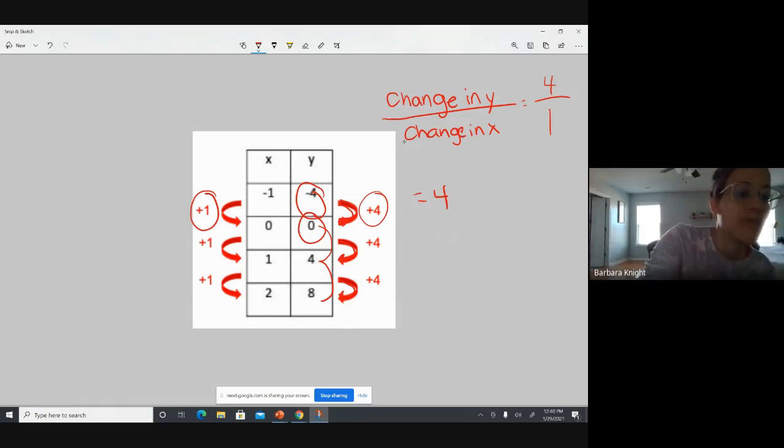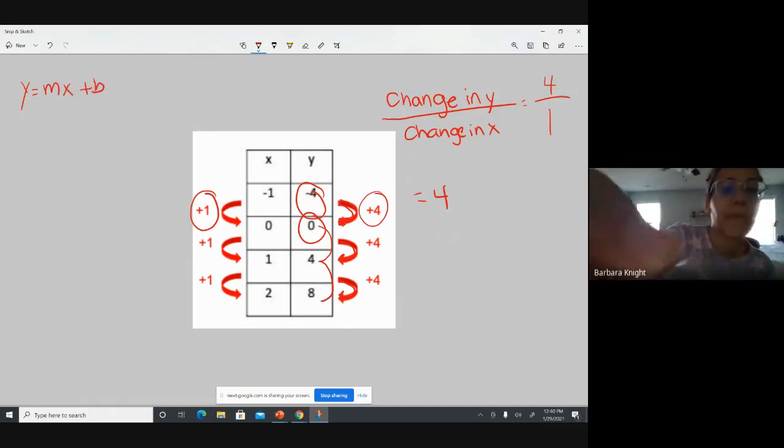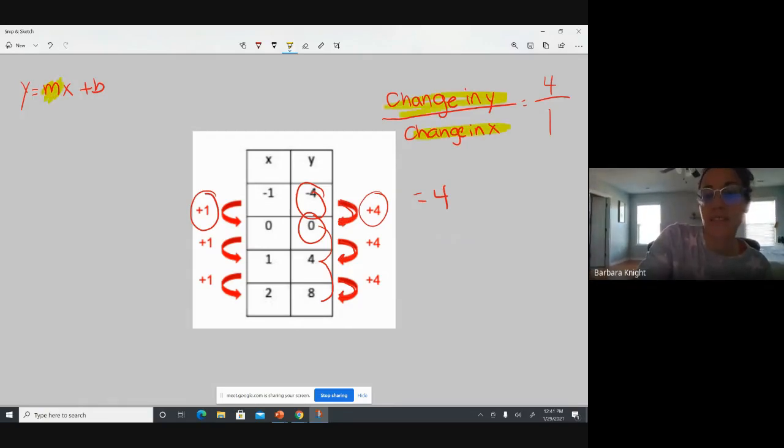So ultimately, we want to write a linear equation like this, y equals mx plus b, where m is your change in y over change in x. Who can tell me what else this is? What is m? Is it your slope or is it your y-intercept? Who can tell me what m is?